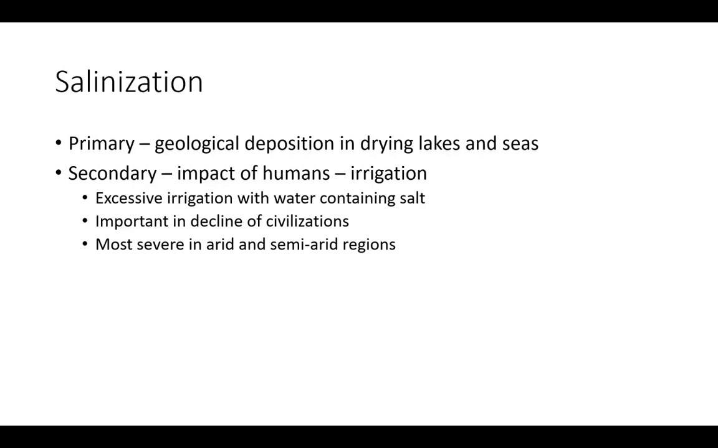Once you start getting west of the Mississippi, those weather fronts don't bring as much water in. Therefore, you have a decreased amount of water. They're using a lot of groundwater in order to irrigate. This groundwater may have problems with salinization.